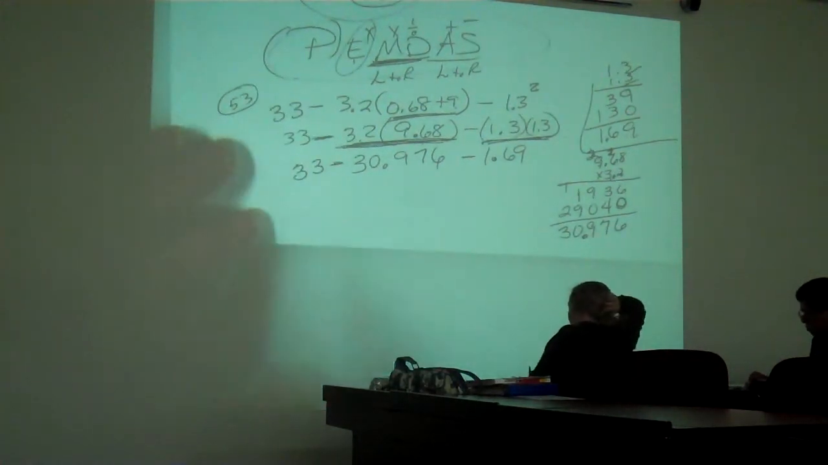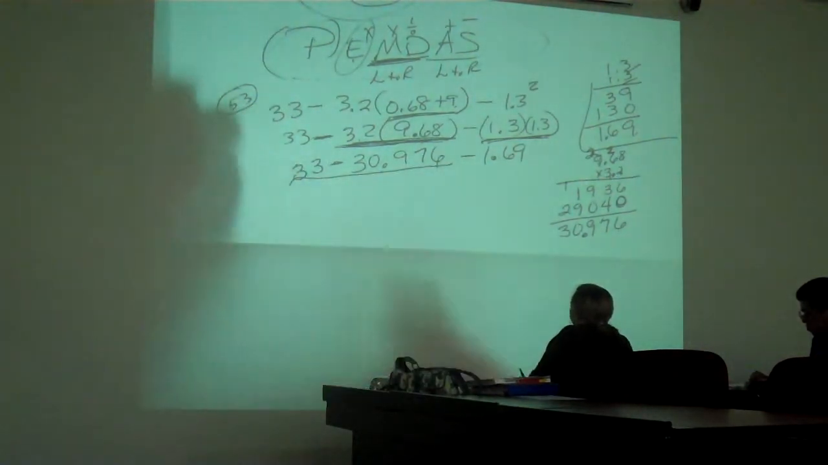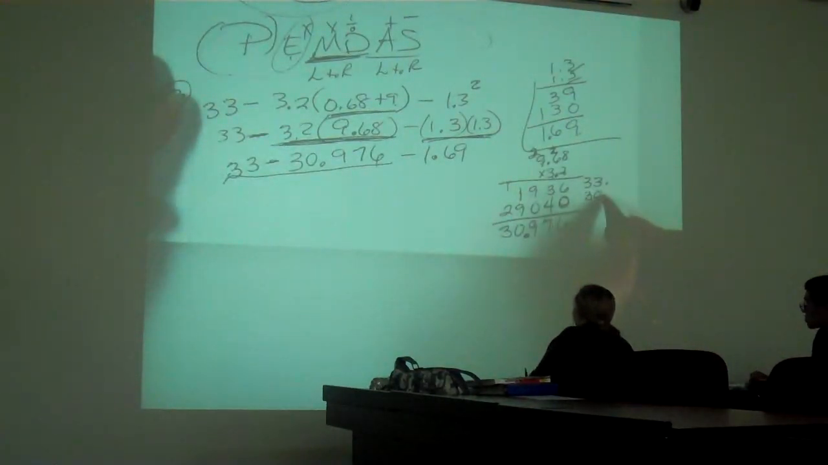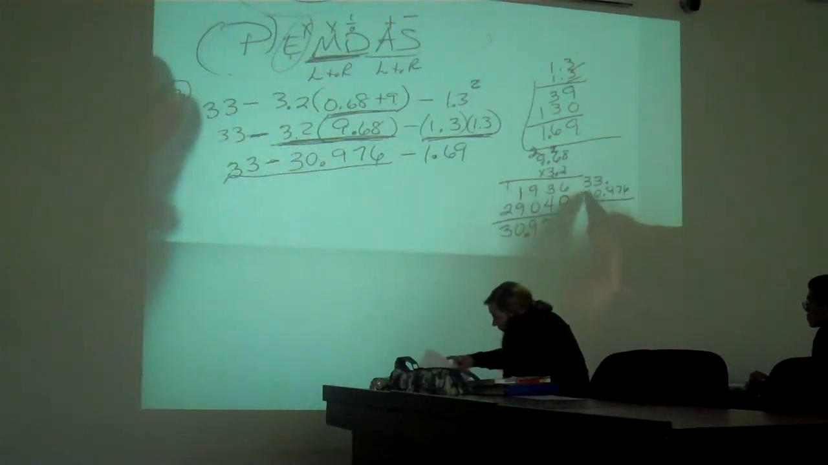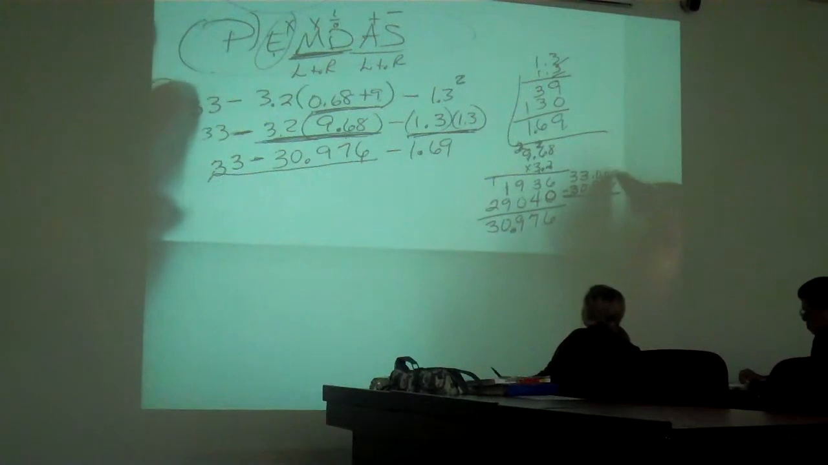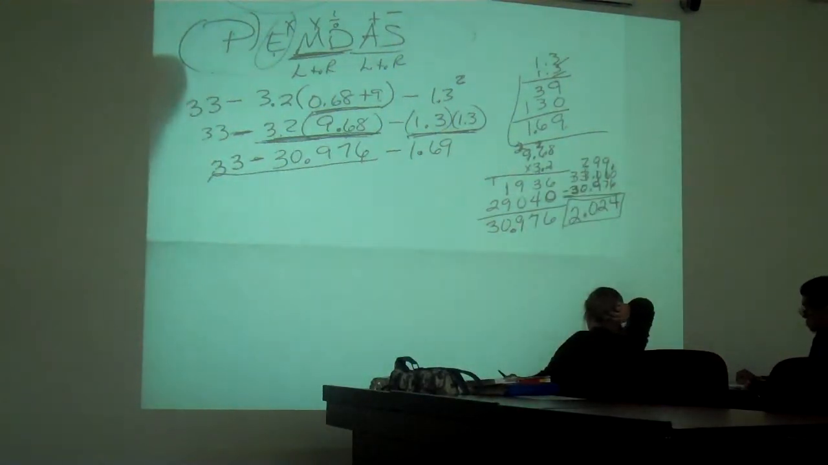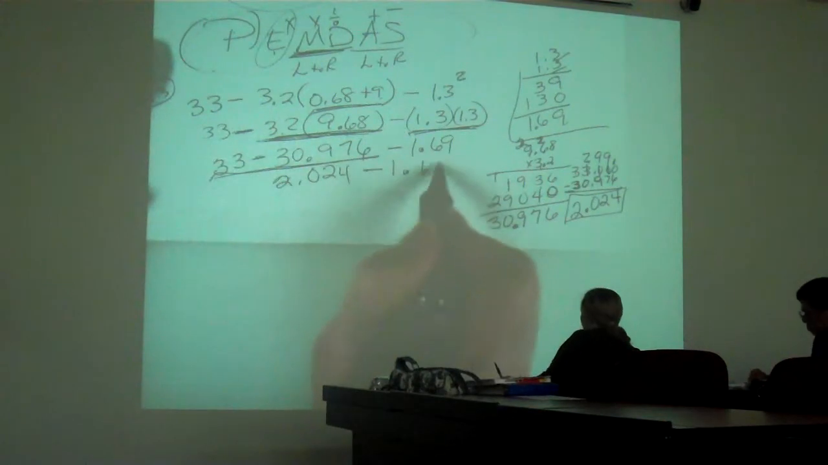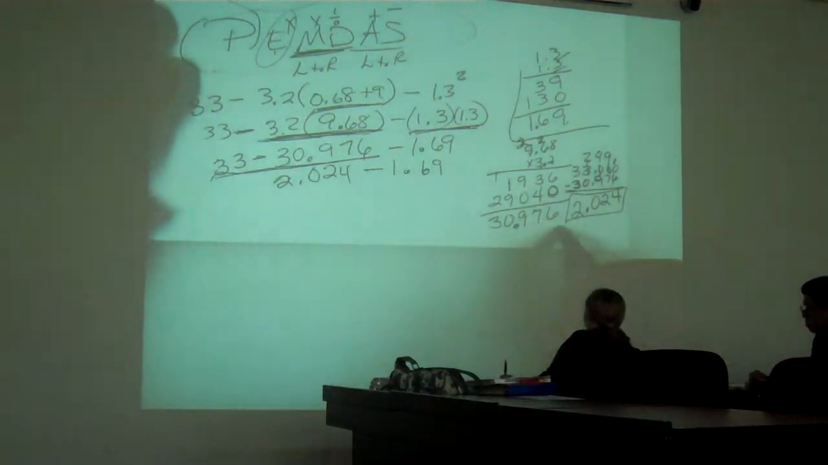Okay? So now do 33 minus 30.976. Do we just bring the 976 down? No, we need something to subtract it from. Make sure you borrow. Make it 9, make that 9, make that 2. We don't need to borrow any farther. 10 minus 6 is 4. 9 minus 7 is 2. 9 minus 9 is 0. 2 minus 0 is 2. 3 minus 3 is 0. We don't need to go any farther. This part right here is 2.024. Now we've got to subtract 1.69 from that. Well, let's just go ahead and do it right here. 1.69.